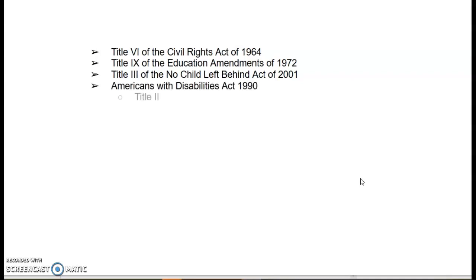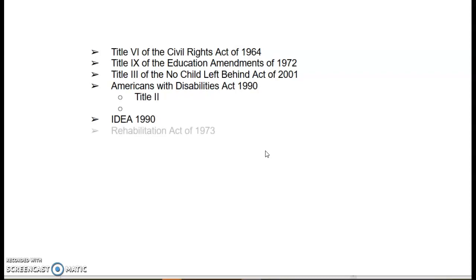The Americans with Disabilities Act, Title II, is the idea that people with different physical disabilities need to be treated well or equally in the education system. And the IDEA, the Individuals with Disabilities Education Act, said that schools need to make specific plans to deal with students who have different impediments to their learning.